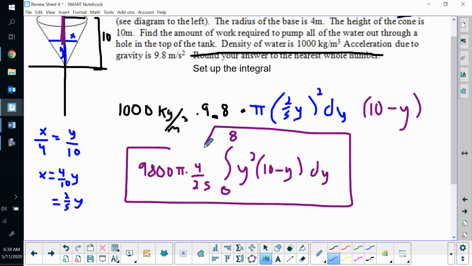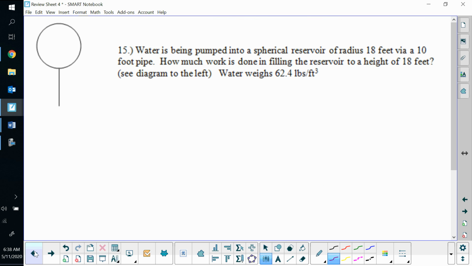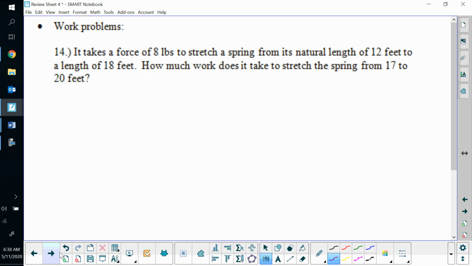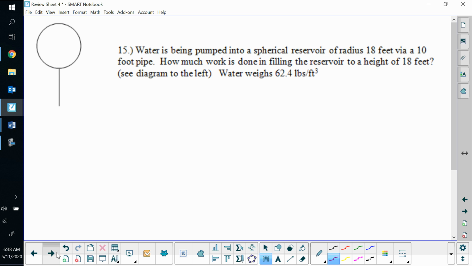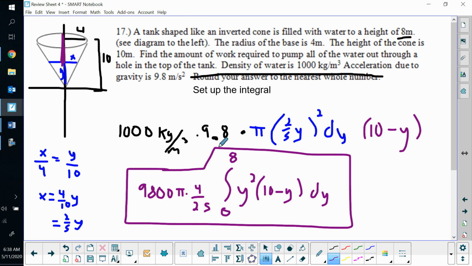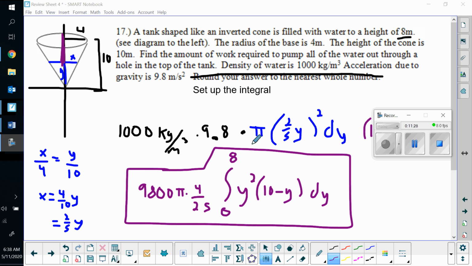So that's it. Most of the ones we saw were not in metric, so you did not have to multiply by the 9.8. I think the other ones that you have to do are all in pounds. Yes, looks like they're in pounds, so you won't have to multiply by that 9.8. You'll just start with your density, do the volume of the slice, and then times the distance. And that's it for video 12.